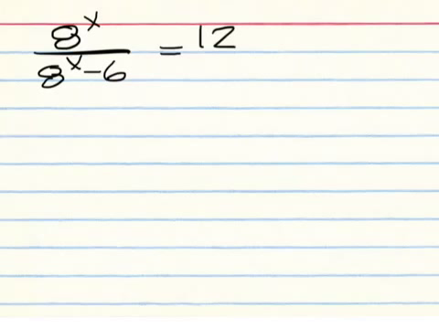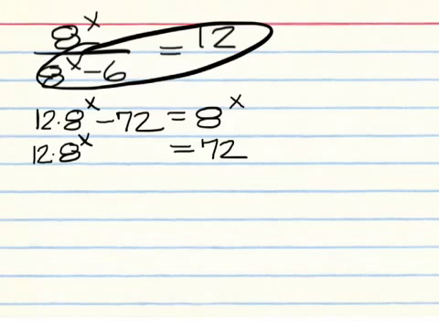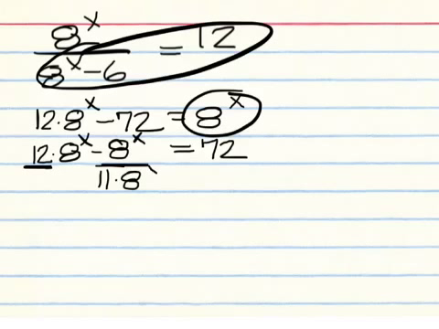For this bonus problem, you have to cross multiply first. So when you do that, you get 12 times 8 to the x power, and then minus 72. That comes from this. And then the other way, you get 8 to the x. Now what you need is 12 times 8 to the x power to stay. The minus 72 goes to the right, becomes positive, and this one goes to the left and becomes negative. It's minus now. You have 12 of them, and you're subtracting one of them. So you have 11 of these 8 to the x's left.